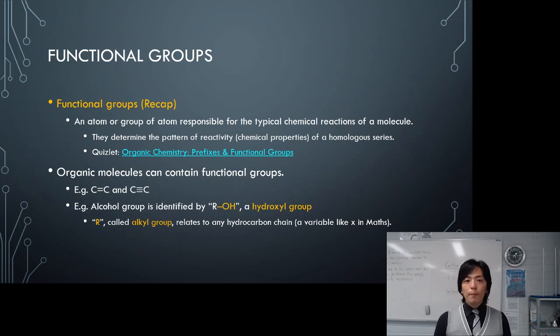Next up point there, organic molecules can contain functional groups. That's the big idea. Okay, what sort of functional groups are we talking about? As we already know, alkenes and alkynes, double bond, triple bond, they are both functional groups already. Alcohol group, now I've been using that.